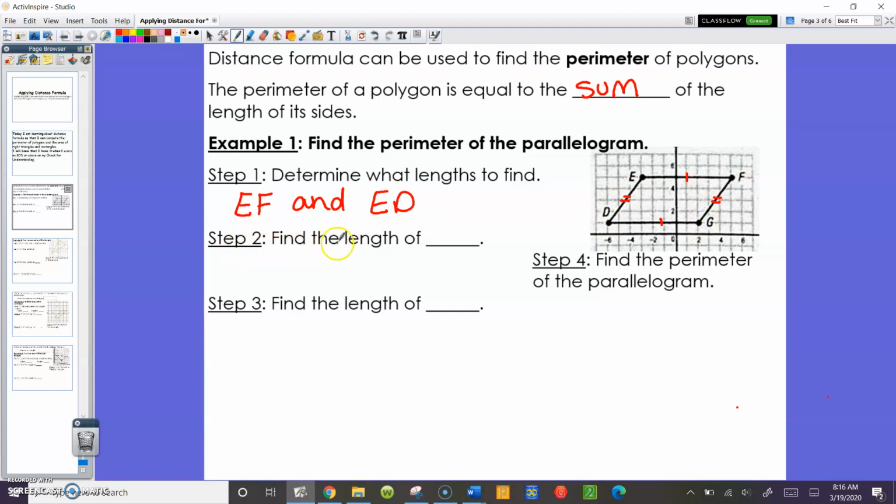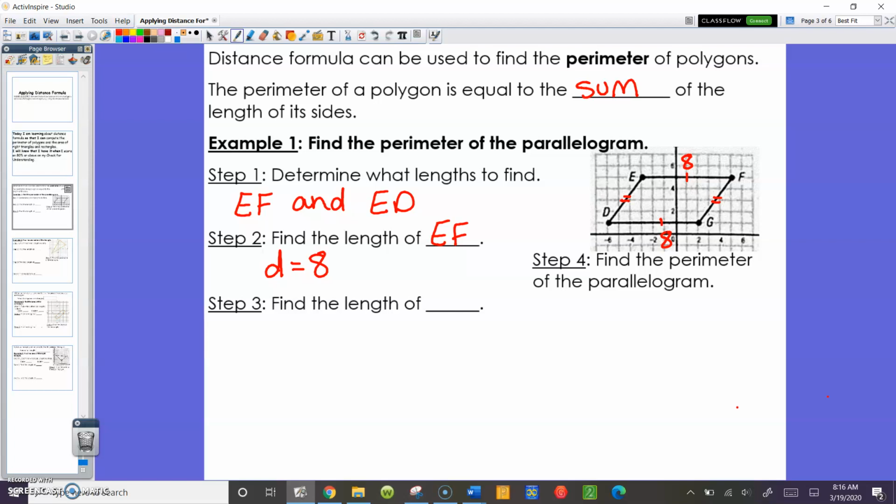First, let's go about finding the length of EF. Notice that EF is a horizontal line, so we don't need to use the distance formula. I'm simply going to count. Starting at E, 1, 2, 3, 4, 5, 6, 7, 8. So the length of EF is 8. So I'm going to write that in there. If EF is 8, then DG is also 8. So we found the length of two sides. We just have two more to go.